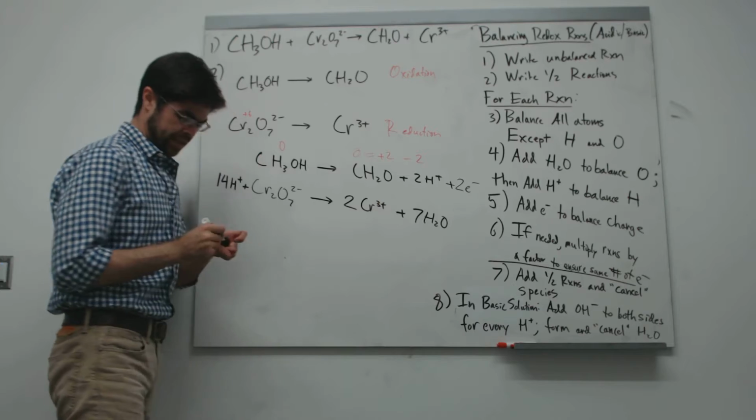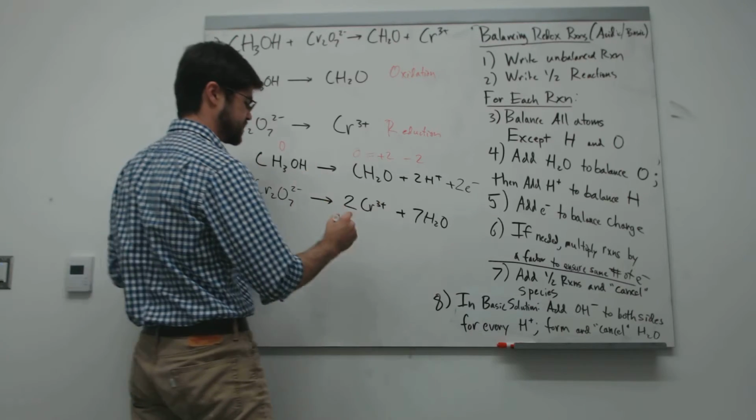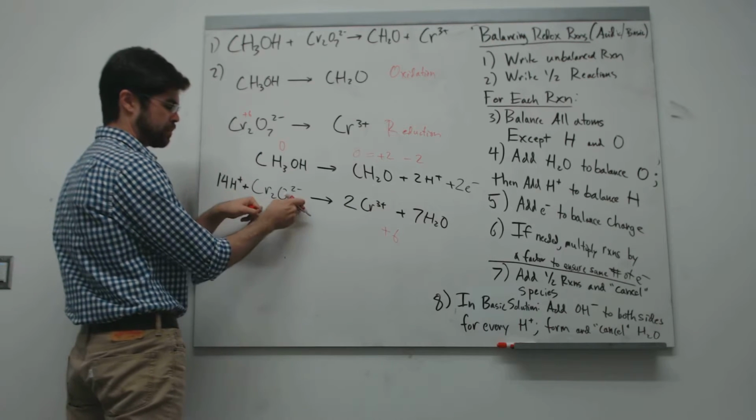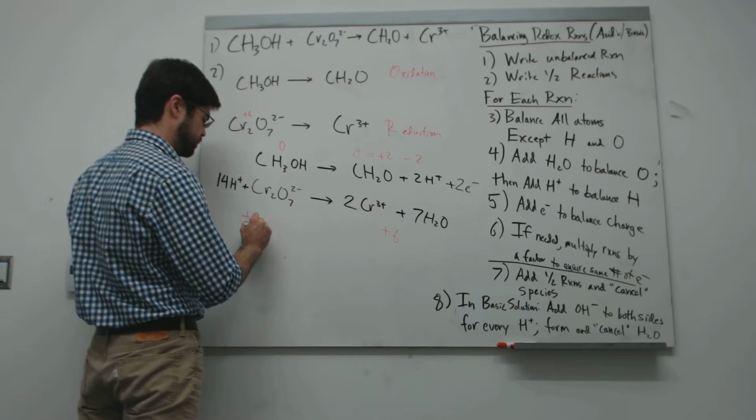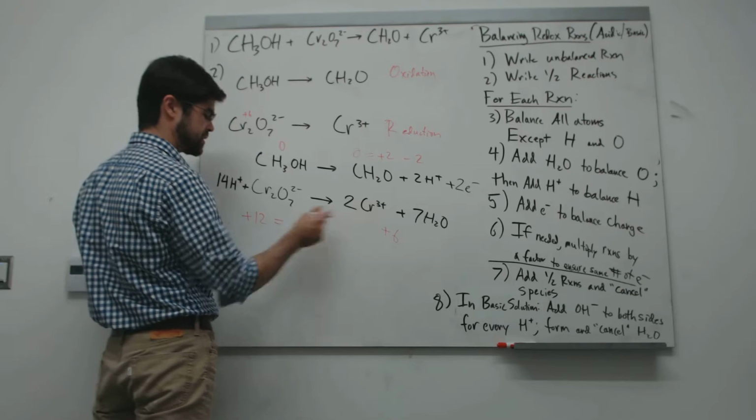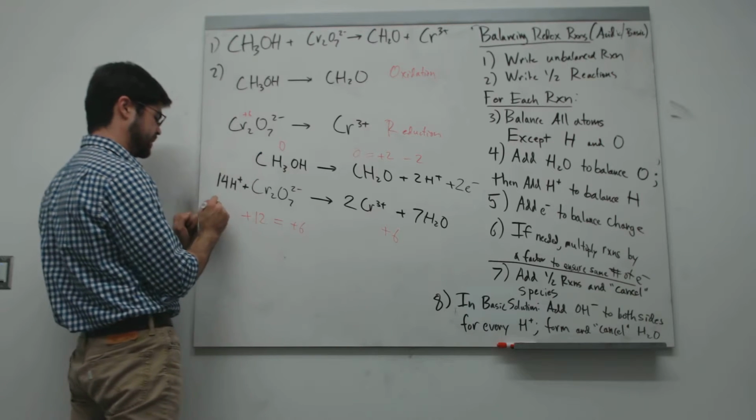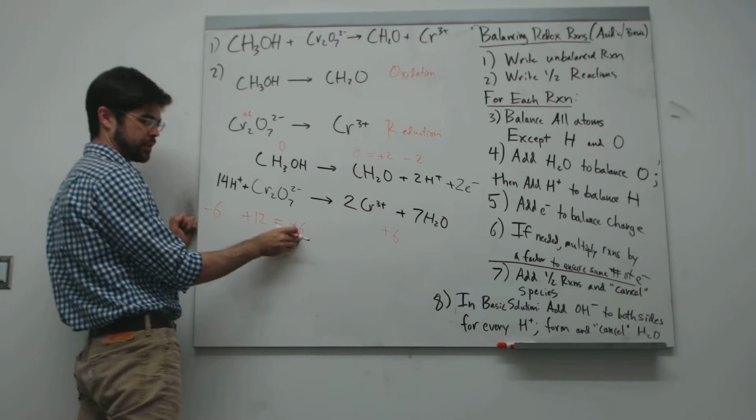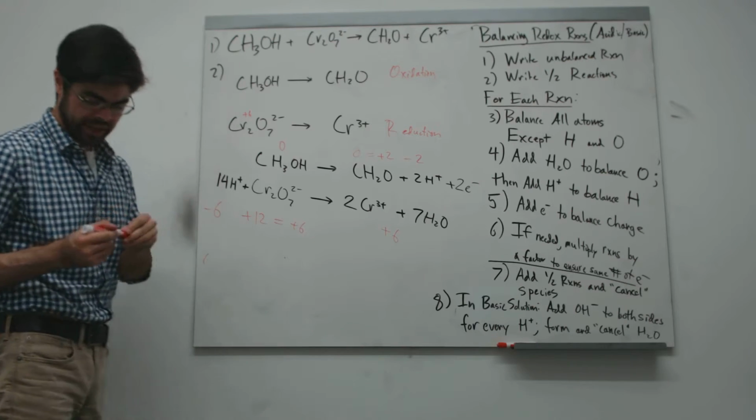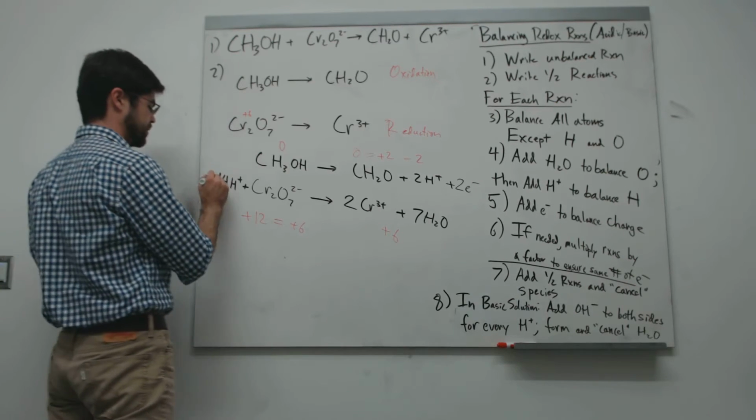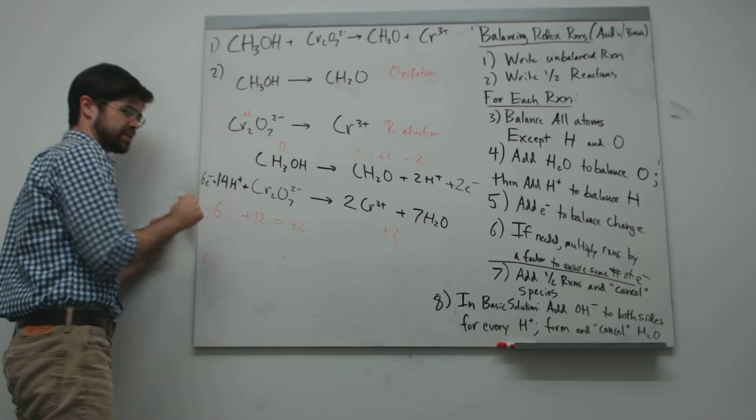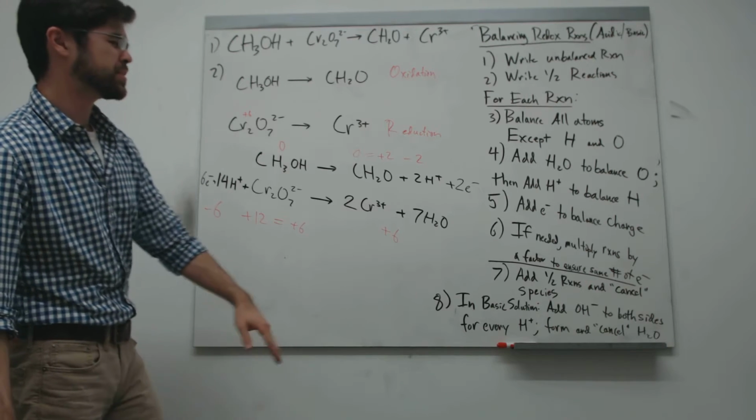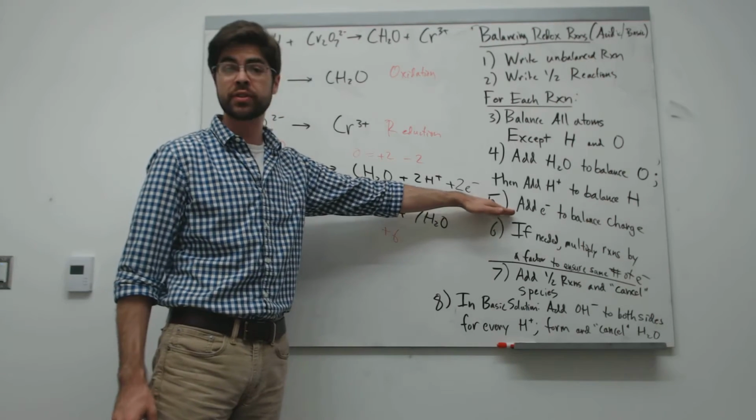Over here, I've got a net charge of +6. And over here, I have 14 minus 2, so I have a net charge of +12. The only way I can get these to equal is if I add 6 negative charges to this side. -6 plus 12 will give me +6, and then everything will be equal. So that's when I should add 6 electrons to this side of the equation. All right, so now I'm done with step 5.